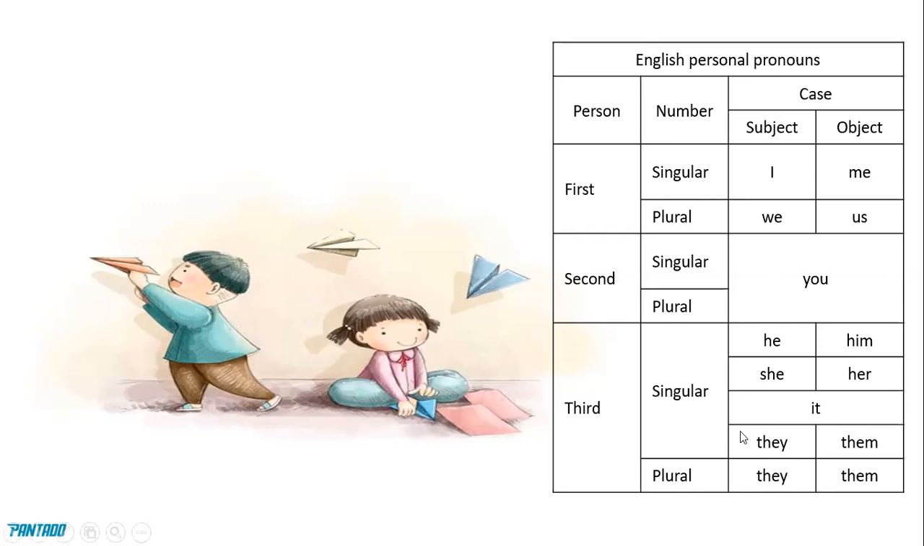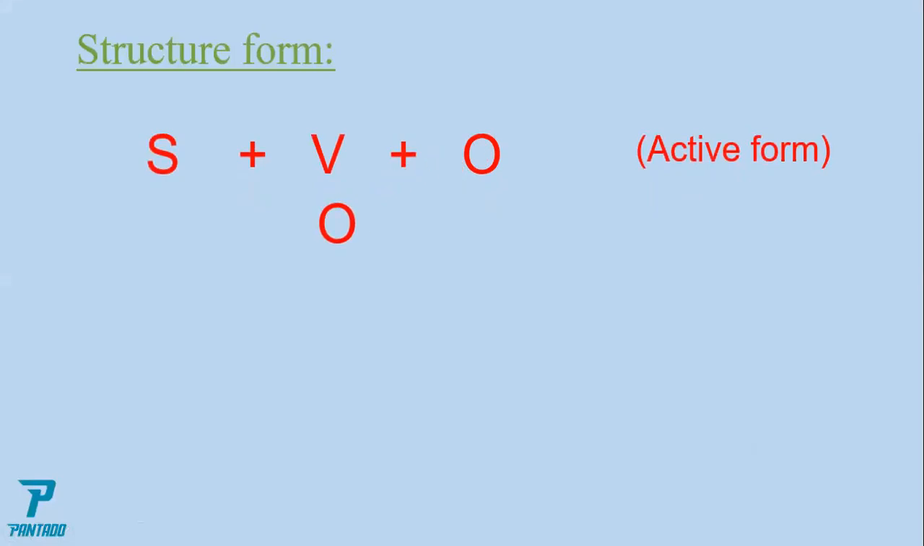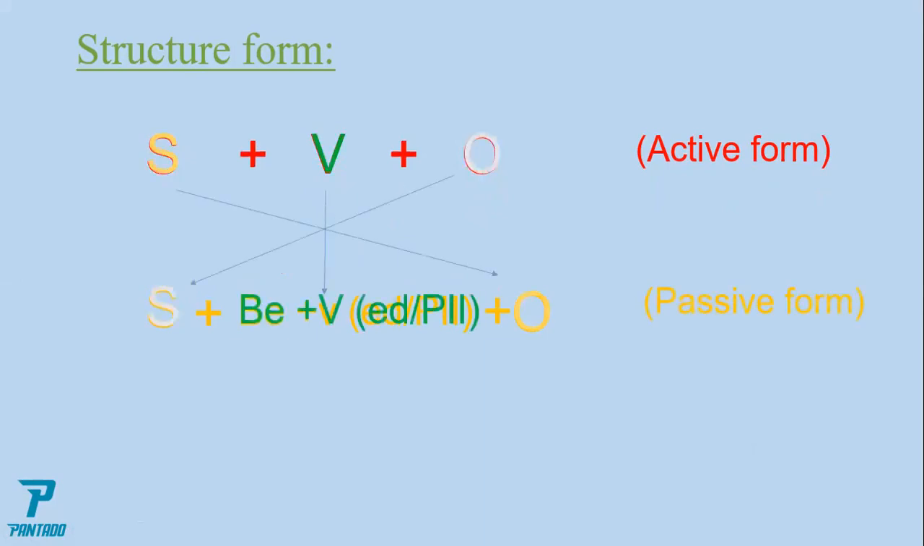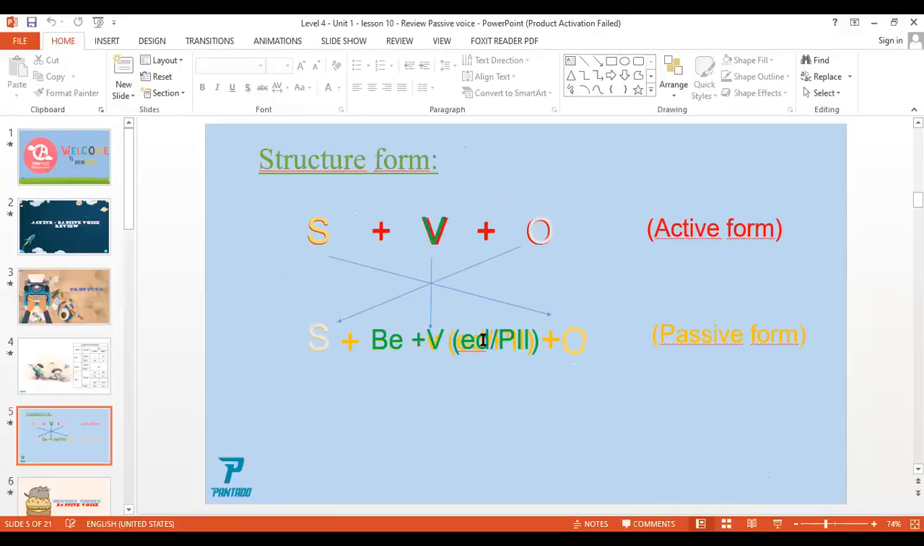All right, good. Now I need to revise with you the structure of the active form and the passive form. Let me show you again. Then we have the object, which will be the subject in the passive voice. Then the verb will be changed to be plus past participle, and then by an object. I think this one is not very correct here. We have by an object here, it should be by object.